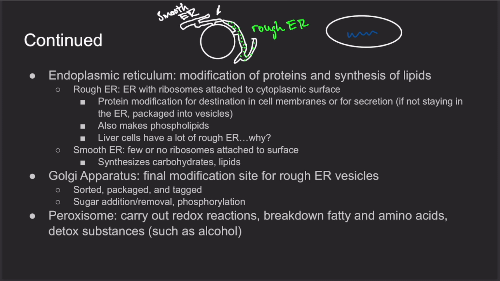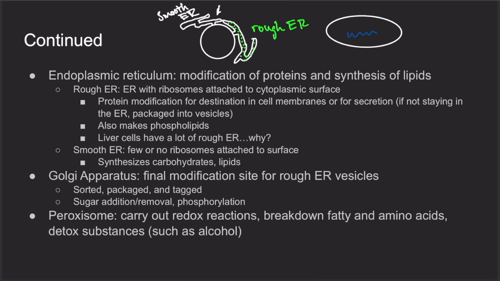So the genetic material will kind of tell the Golgi apparatus where this protein is destined for. So it'll be sorted, it'll be packaged, and it'll also be tagged. This is done through the addition or the removal of sugars, or the addition or removal of phosphate groups. Okay, and we'll talk about phosphate groups in a little bit when we start talking about proteins and protein modification. We'll do an entire kind of thing on that.